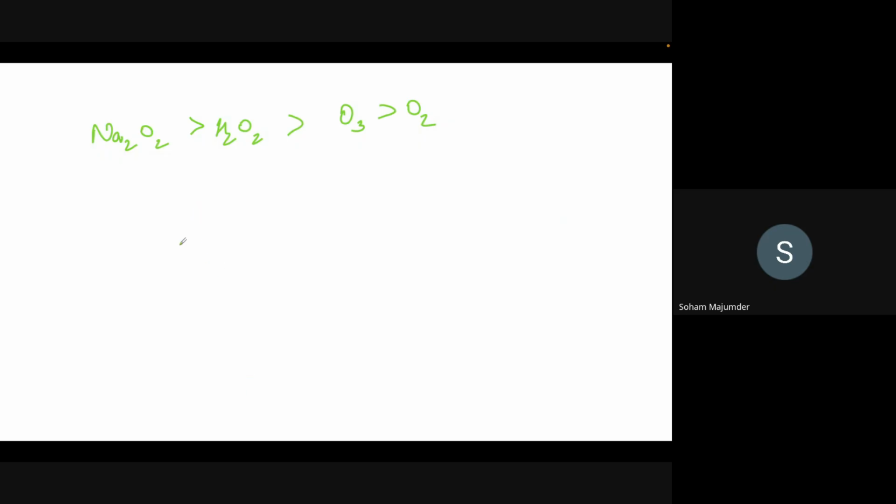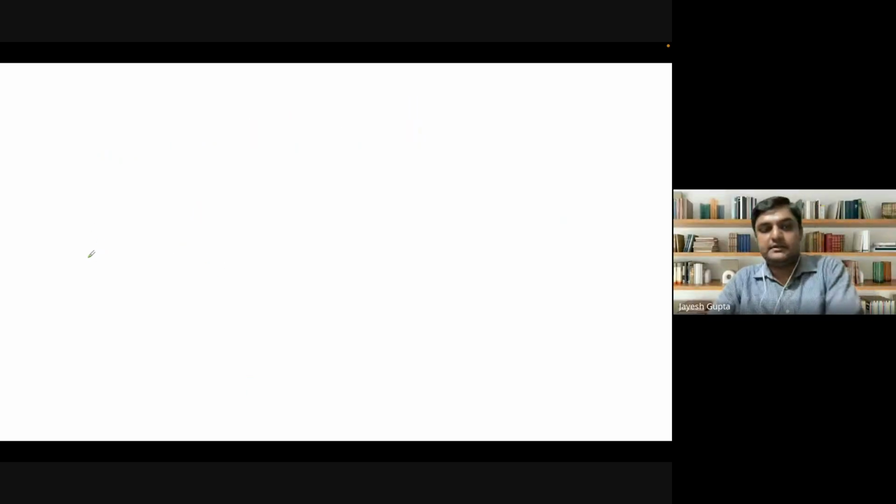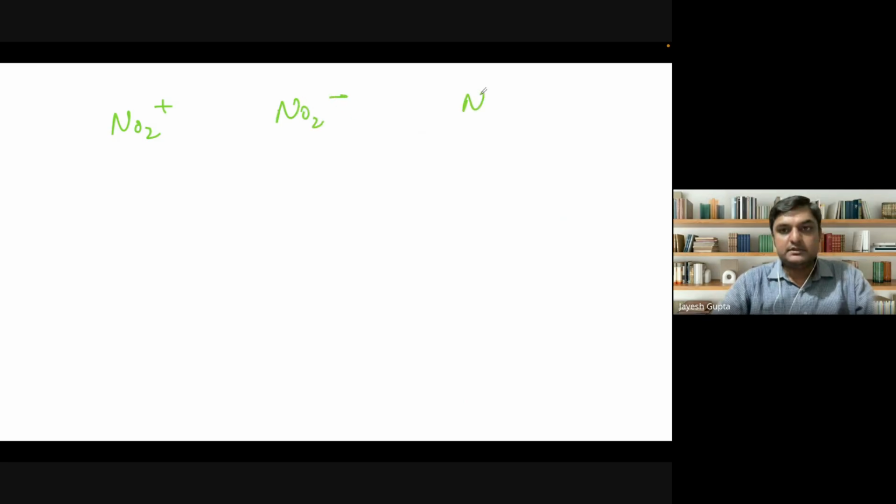Okay, so next, if I take this NO2 plus, NO2 minus, and this is NO3 minus. If I draw its structure, it will be like this one. It is linear. The bond order you are getting is 2. Then you are having this one.